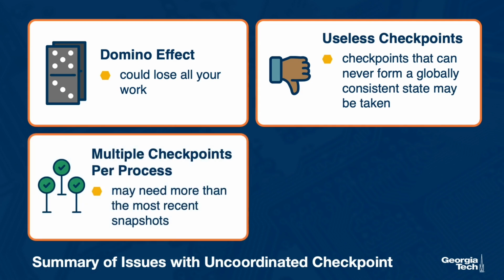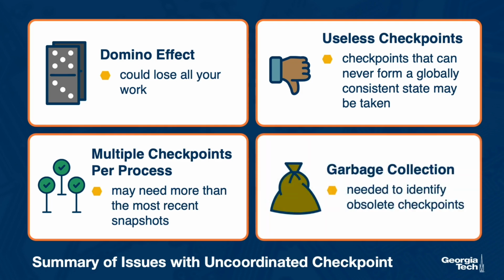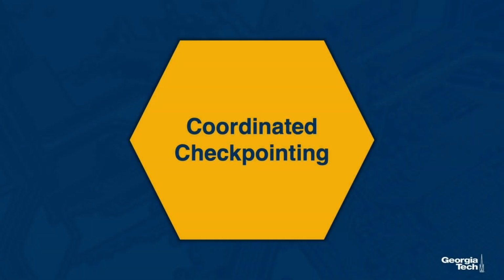Also, since we don't know how far back we'll have to roll back to reach a consistent recovery line, each process must maintain multiple checkpoints and not just the most recent snapshot. This is going to increase the per process storage requirements for each node, and this is particularly bad since not all of these checkpoints are really useful. In order to deal with these potentially excessive storage requirements, we'll have to run garbage collection algorithms periodically to identify obsolete checkpoints, and these garbage collection algorithms are not going to be simple, and they're going to add to the overhead of the system. Another approach is to do what's called coordinated checkpoint.